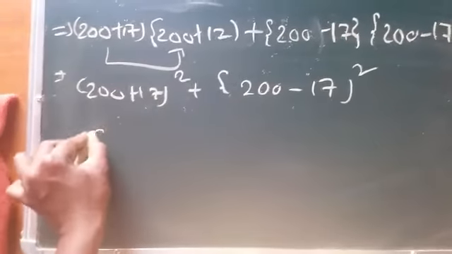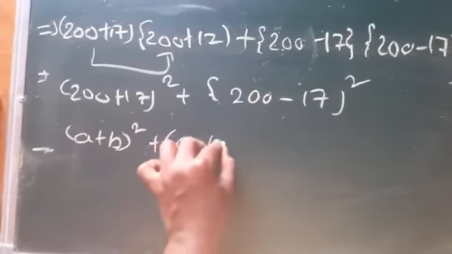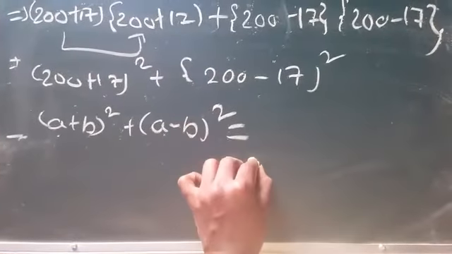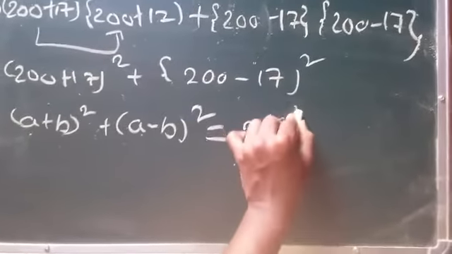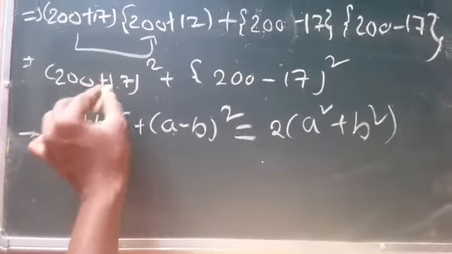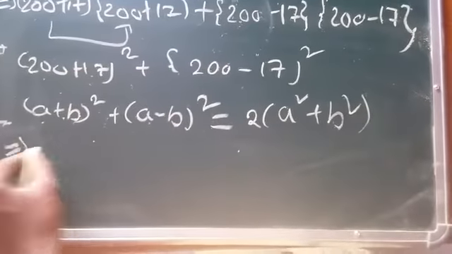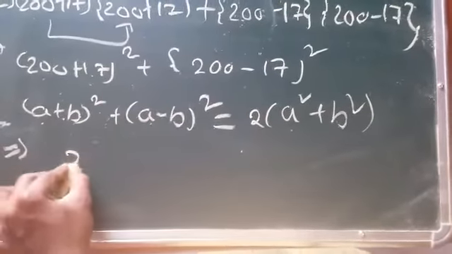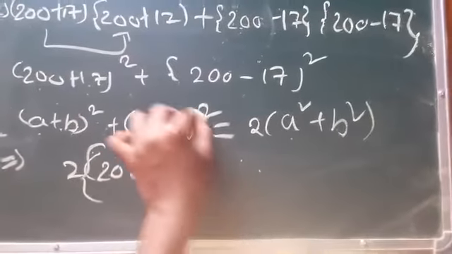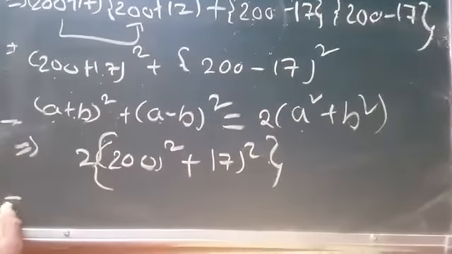Observe here, this is in the form of a plus b whole square plus a minus b whole square. You know the formula: a plus b whole square plus a minus b whole square is how much? 2 into a square plus b square. Here a is 200 and b is 17. If you substitute in this formula, you will get the final answer. Now let us substitute. a is 200, that is 200 whole square, plus b is how much? 17. If you calculate this, you will get the final answer.